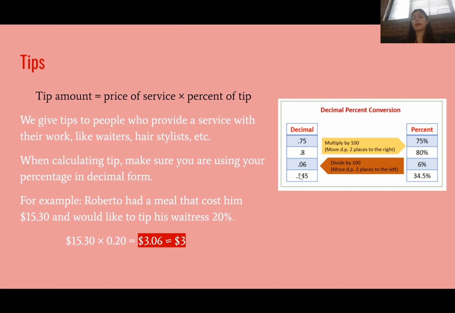6% is written in your calculator as 0.06, right? And 34.5% is typed into your calculator as 0.345, okay? You have to keep that in mind because you can't just type 7.5 into the calculator and think that's going to give you a percentage. It's not going to work like that. You have to write it in decimal form, okay?